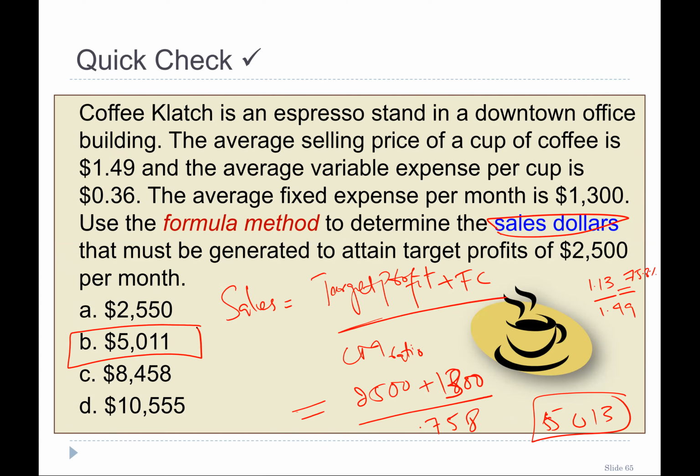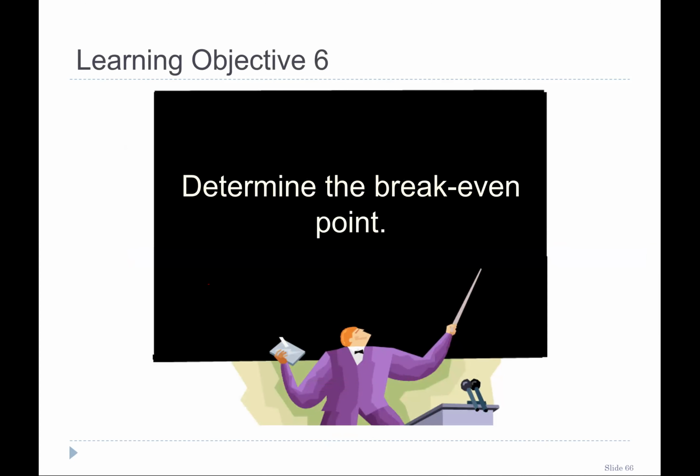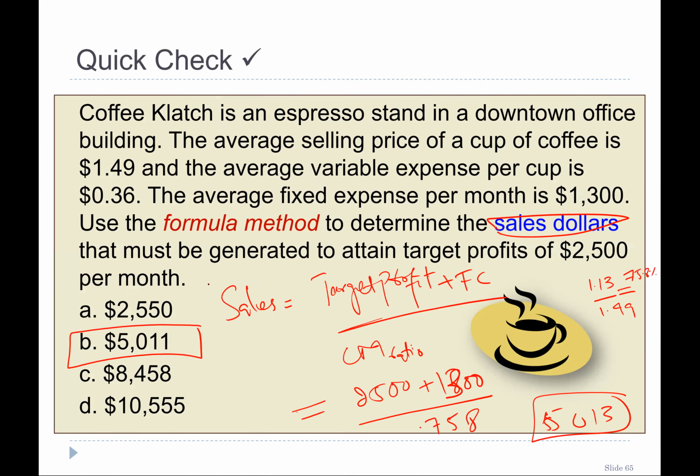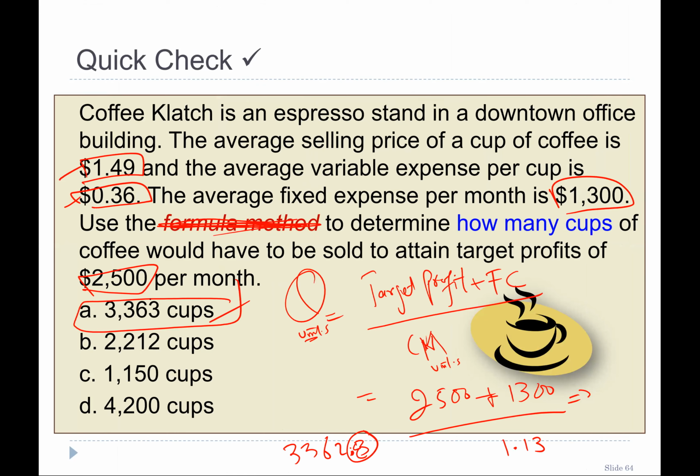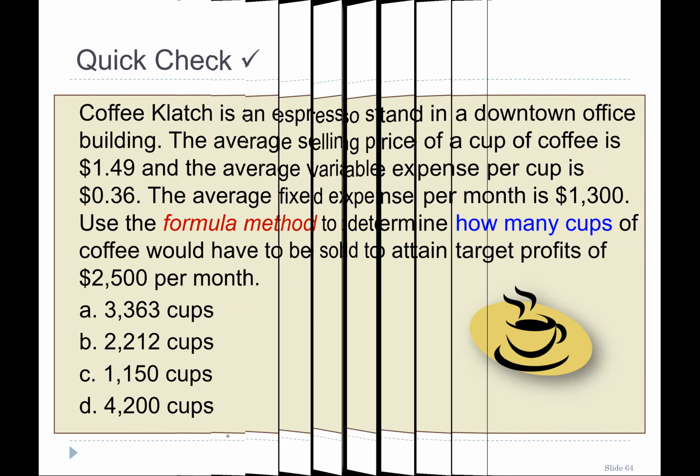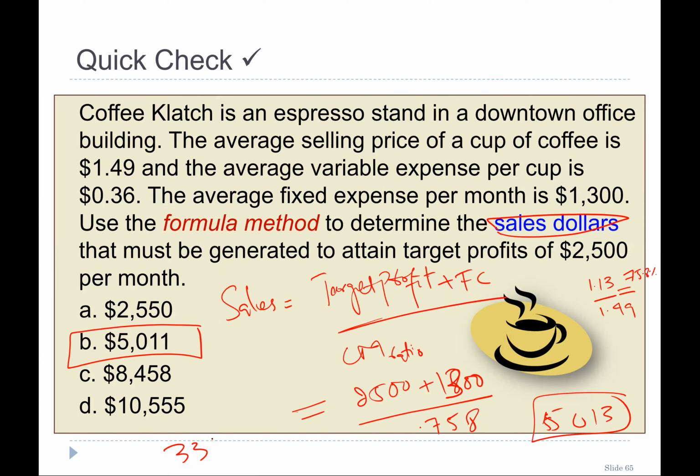Right? Now my question is even more simpler. We find out the cups. Cups are 3363, right? So 3363, these are the units. What is the sale price? 1.49. If you multiply this, your answer would be B.